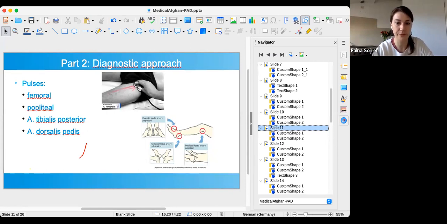So first, femoral artery, then popliteal artery, which can be found behind the knee, in the soft, bending part of the leg. Then on the foot, find the posterior artery, which is located behind the inner ankle, and on the top of the foot, just beside the tendon of the first toe, you can find the pulse as well. So those are the 4 points that you should check on each leg.